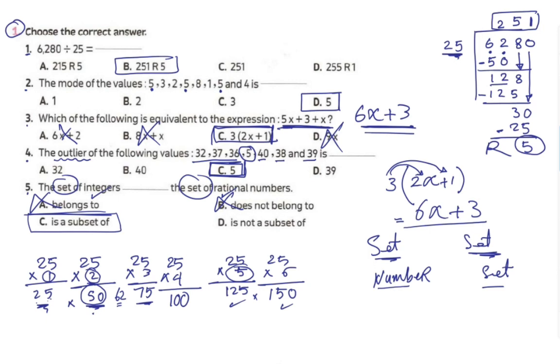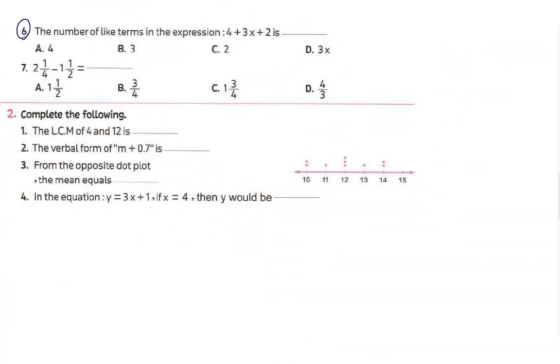Okay, let's continue. Point number 6. The number of like terms in the expression 4 plus 3x plus 2 is what? He asked us about like terms. Like terms may be x and 2x, or number with number. Look here, we have 3x. There is no other x, but we have 4 and 2. We have two numbers. These two numbers, I can add them to each other. So these two numbers, I call them like terms. How many? 1, 2. So we have two like terms.